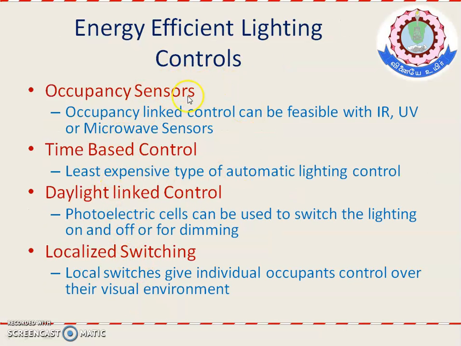And these are the lighting controls. So use of occupancy sensors, that means if in a classroom no one is there, these sensors, IR and UV and microwave sensors, will automatically switch off the appliances. So that is the purpose of occupancy sensors.